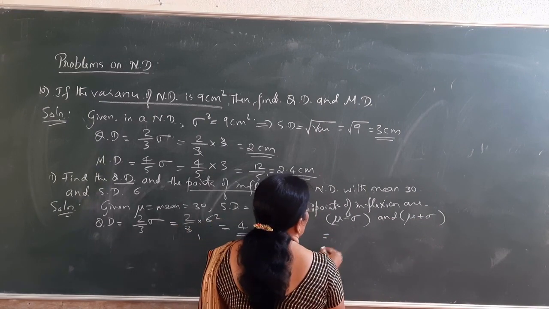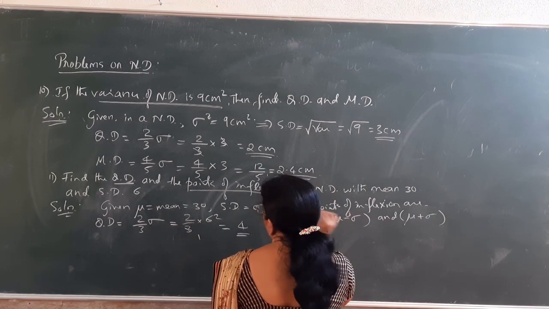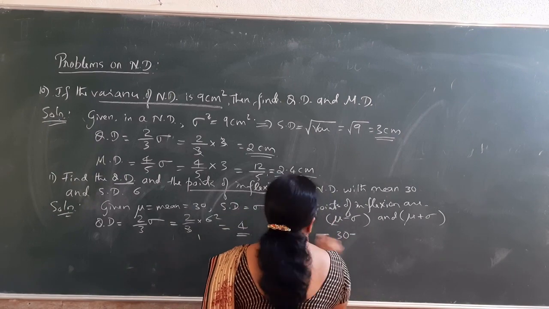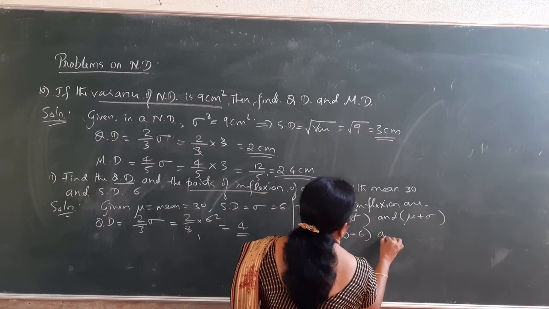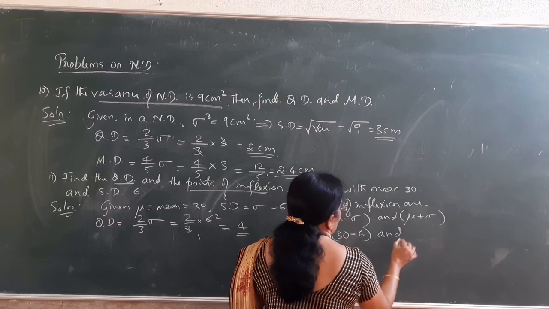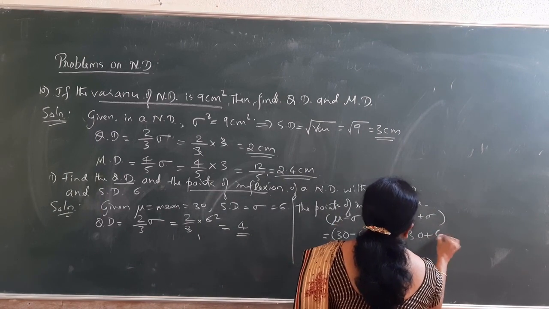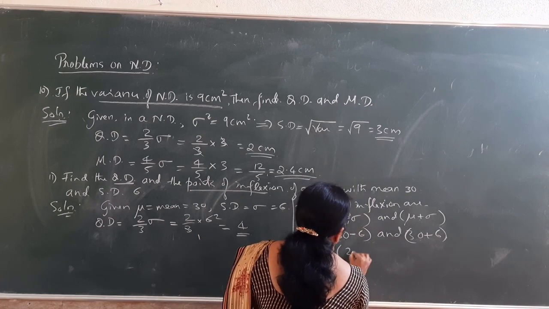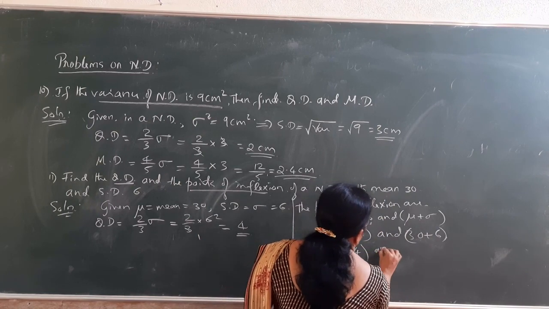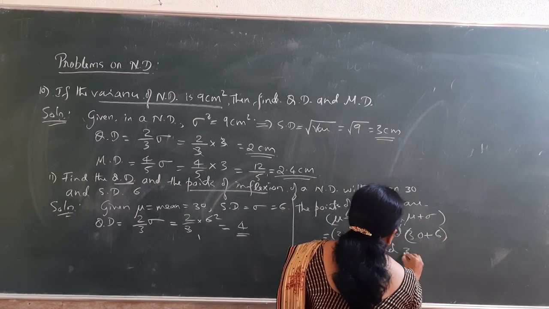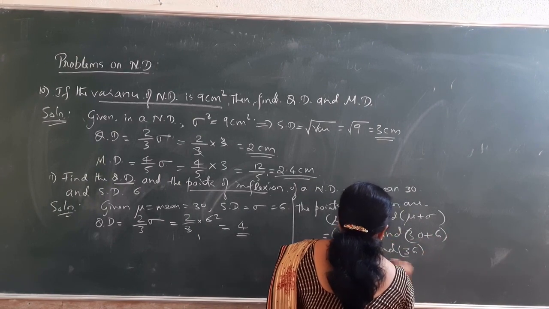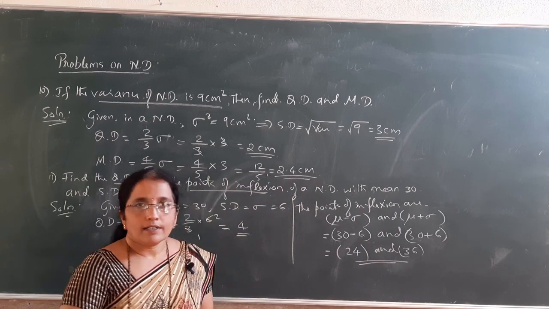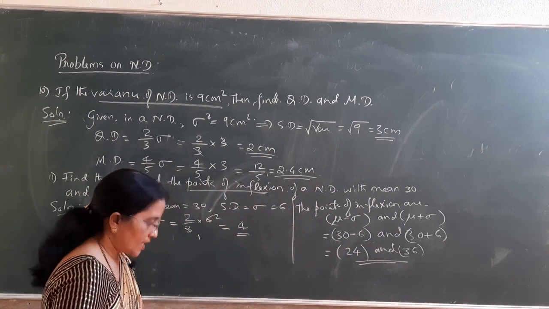Next, substitute the value of mu and sigma. What is mu? Mu equal to 30 minus sigma. Sigma is 6, and mu plus sigma, 30 plus 6. So 30 minus 6 is 24 and 30 plus 6 is 36. So the points of inflection are 24 and 36, right?